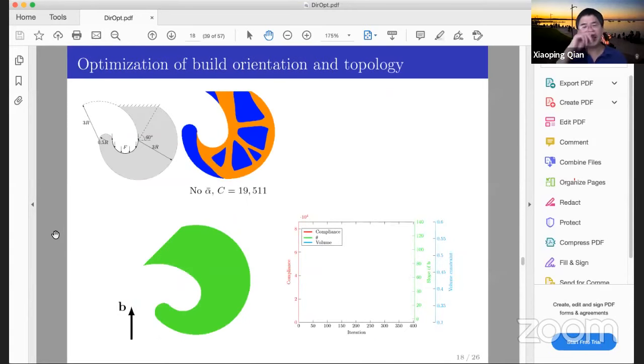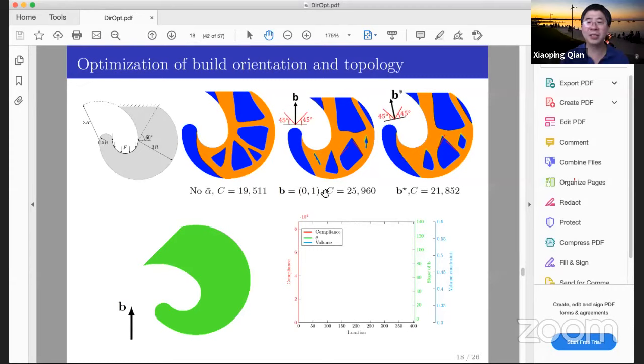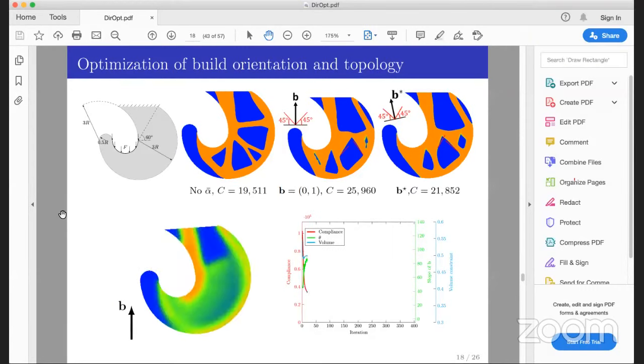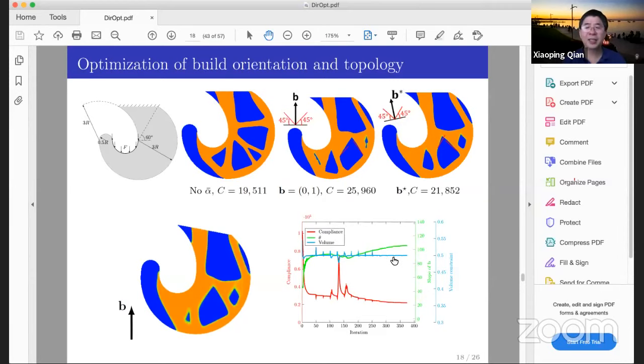And then we can extend this idea to the 2D hook example. This is without overhang angle, and this is with overhang angle, assuming a build orientation. This is simultaneous optimization. You can see the cost function becomes better than assuming a fixed orientation. This gives you an animation of the evolution of both orientation as well as the density. So you can see here, we can do simultaneous optimization of topology and orientation. And as the iteration goes on, the angle, compliance, and volume become steady. And we have some oscillation here because we update beta in the Heaviside filter.